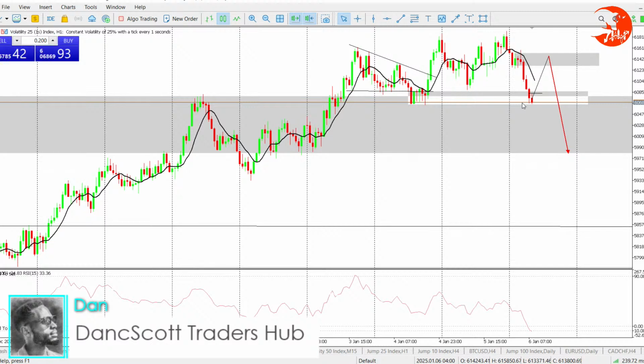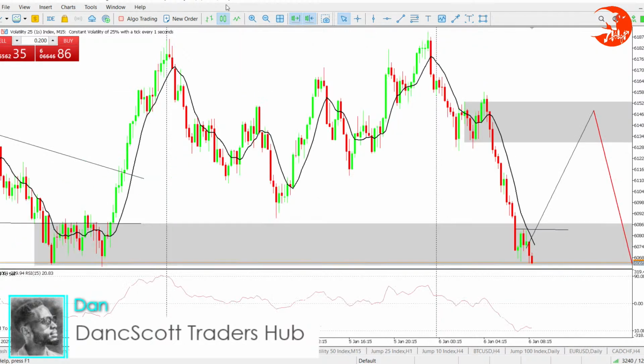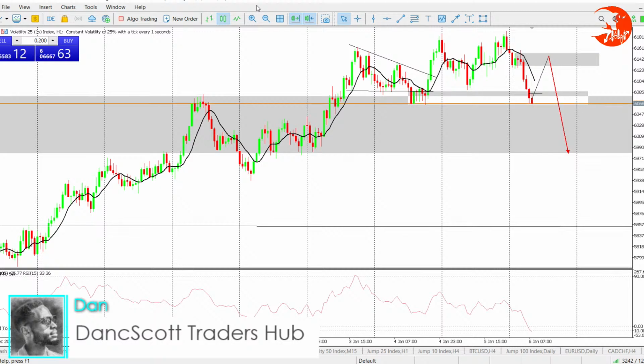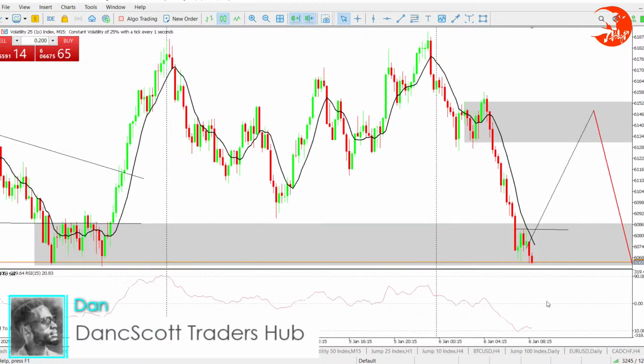V25, we will wait for a confirmation on this very asset. H1 may be the one to wait for. No, I will wait for M15. Once I have a confirmation on M15, then I will make my buy entries.